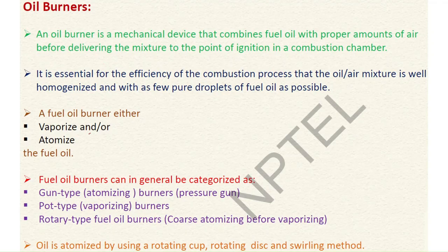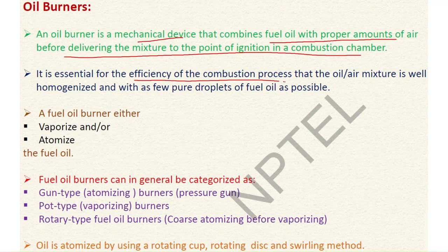Now coming on to the oil burners, an oil burner is a mechanical device that combines fuel oil with a proper amount of air before delivering the mixture to the point of ignition in a combustion chamber. So it is a mechanical device where mixing of oil with a proper amount of air is done, and then it is delivered to the point of ignition. Okay, it is essential for the efficiency of the combustion process that the oil and air are well homogenized with few pure droplets of fuel oil. The most important factor is that uniform mixing of the oil and air mixture should be done.